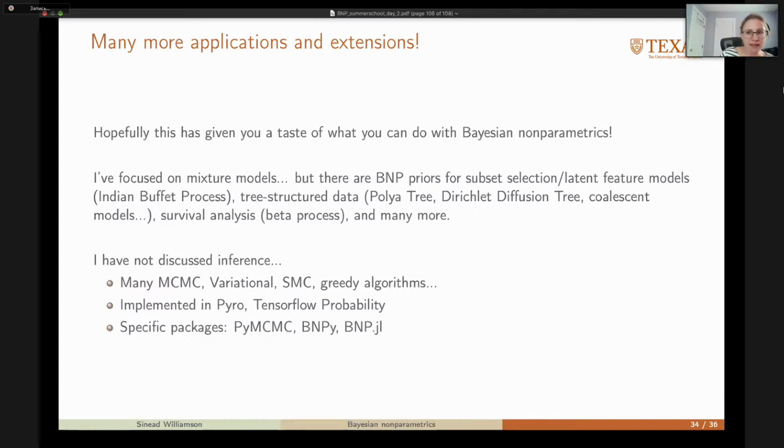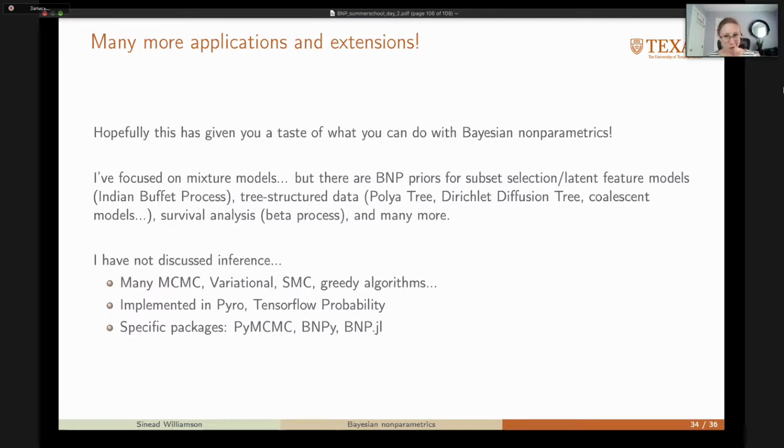I hope that this has given you a taste of what Bayesian nonparametrics is, right? This idea of using infinite dimensional objects to construct distributions, and also a bit of an idea of how we can actually use that in practice, how we can match that infinite dimensional structure to real world examples. Now, I've focused on things that are based around the Dirichlet process. That's kind of the fundamental Bayesian nonparametric model.